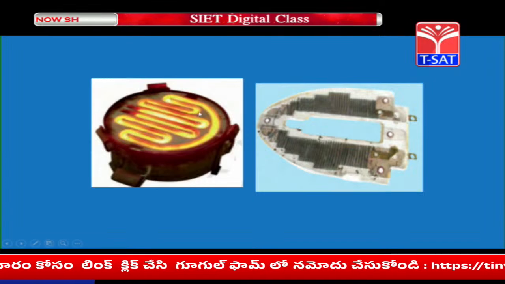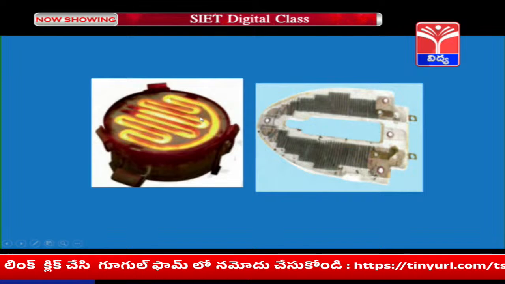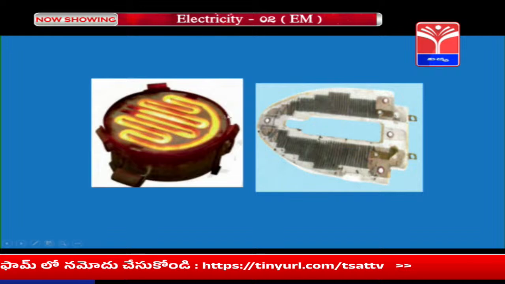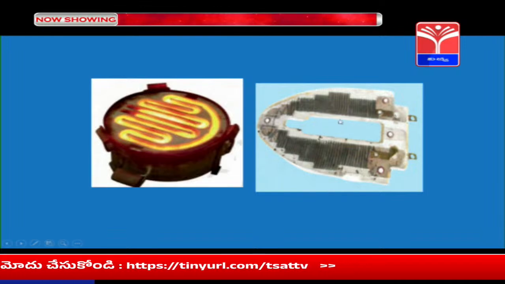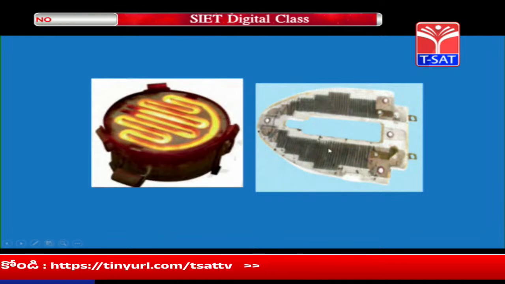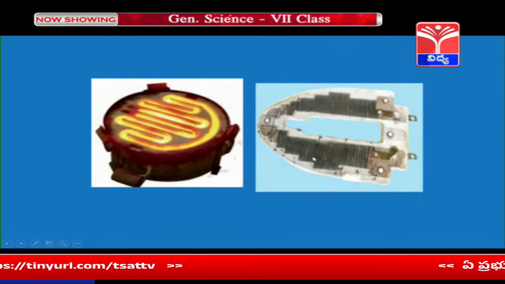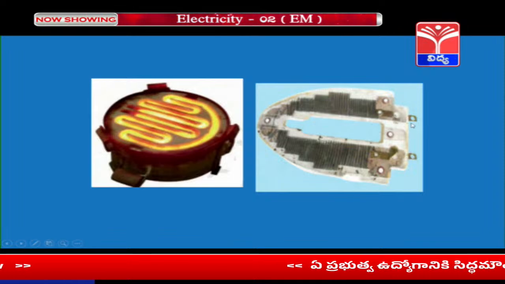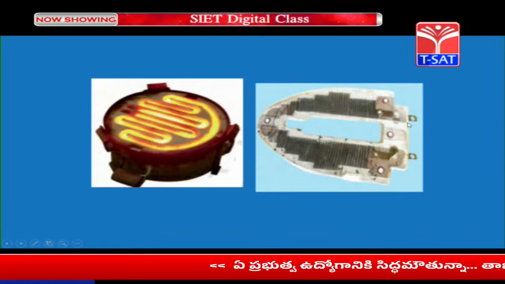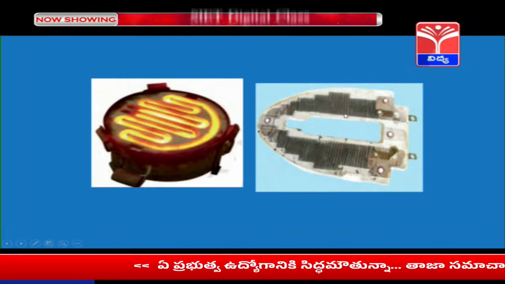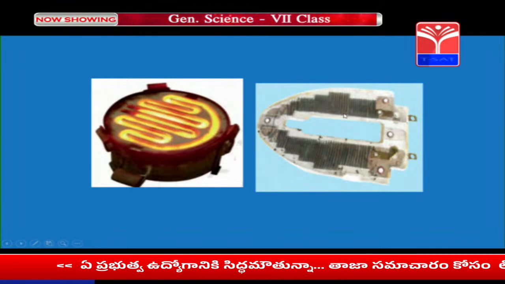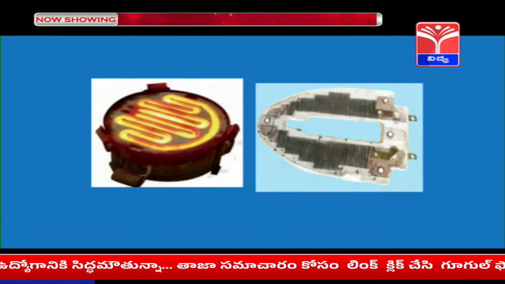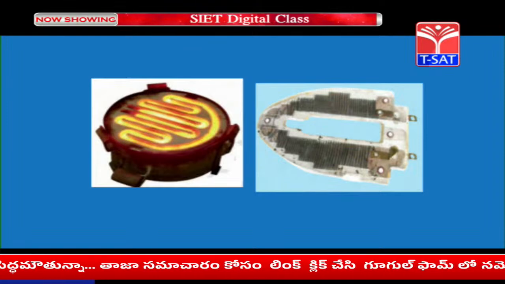Now, what is the filament made up of? The filament is made up of nichrome. It is an alloy. Now, look here, it is an iron box. In this iron box there is a filament, called nichrome. Whenever these two plugs are connected with a wire, the nichrome wire here converts electrical energy into heat energy. The energy is stored here for some time and it gets heated up.